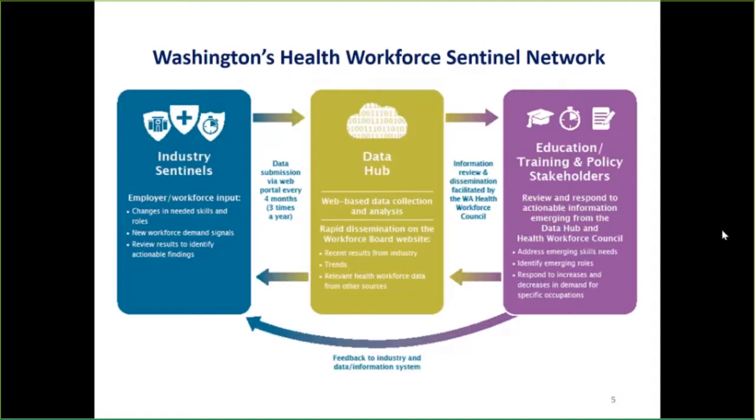That information is then collected and processed and lightly coded, and that's represented in the data hub in the middle, and then quickly made available to the network, to the partners in education, training, policy, that can take in the information and make decisions and take action based on what we're finding. And then that cycle repeats every 4 to 6 months. So it's an iterative process and really is meant to identify emerging signals of workforce demand needs.